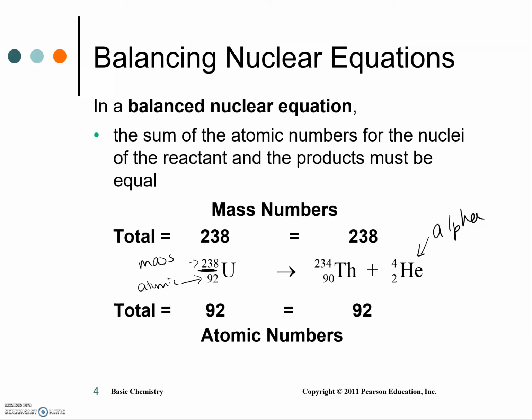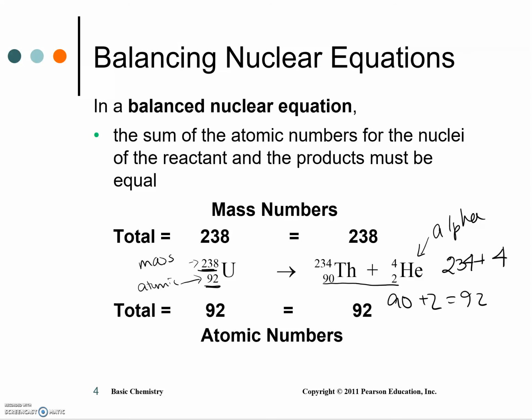Here we start with 238 as our total mass number. On the right, if you were to add 234 plus 4, it's going to equal the exact same number. The same goes for the atomic number. You start with a 92, and if you were to take the bottom two numbers, 90 plus 2, you're going to equal the same number as before.